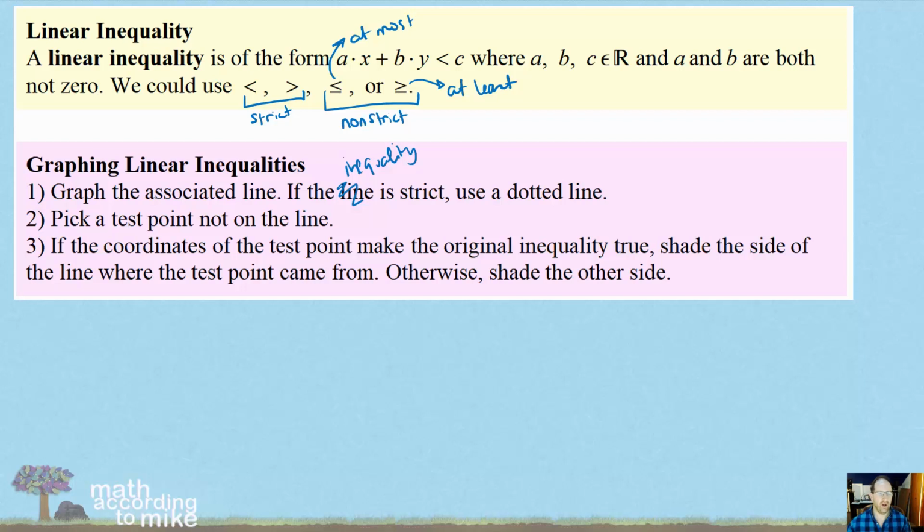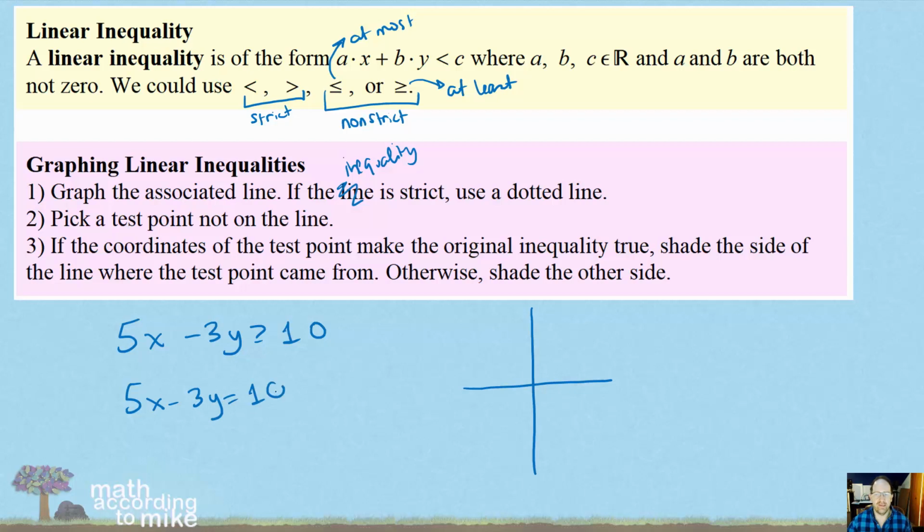Mazel tov. So I'm just going to make up an equation here. 5x minus 3y greater than or equal to 10. Okay, so first off, we're going to graph the associated line, meaning ignoring the inequality. We're going to replace the inequality symbol with an equal symbol, no matter what type of inequality it was. And the way I suggest you graph this line is by finding x and y intercepts. That should work 99% of the time.